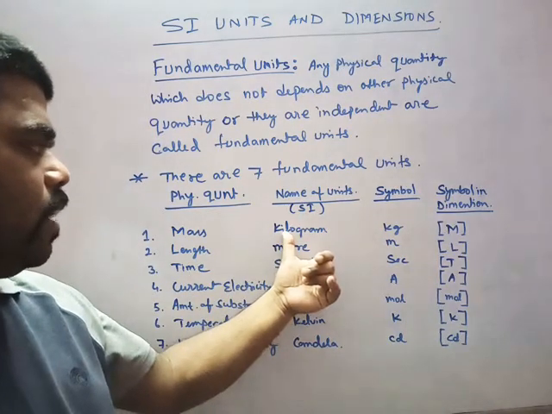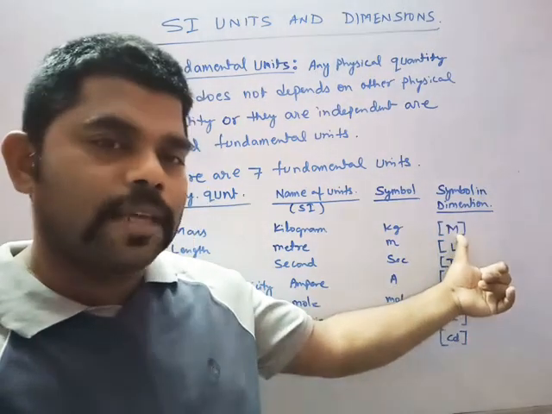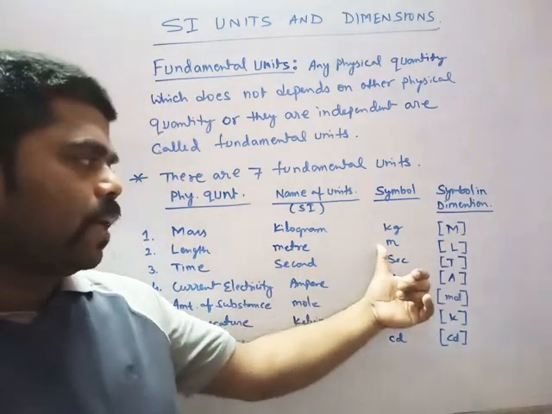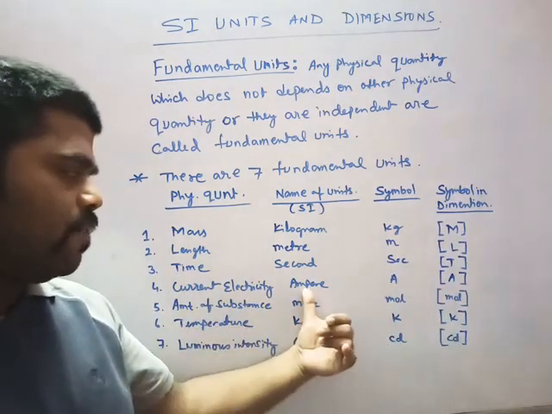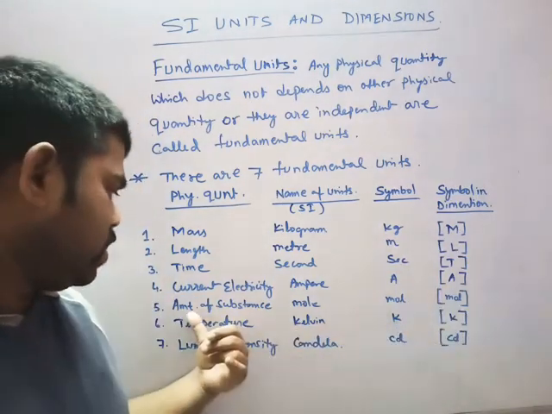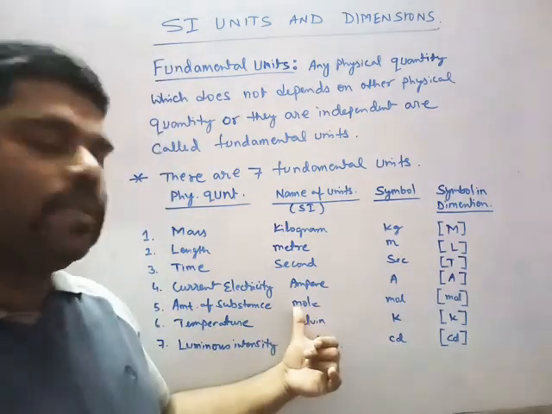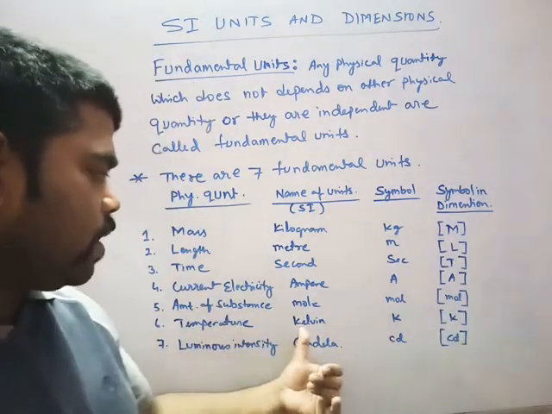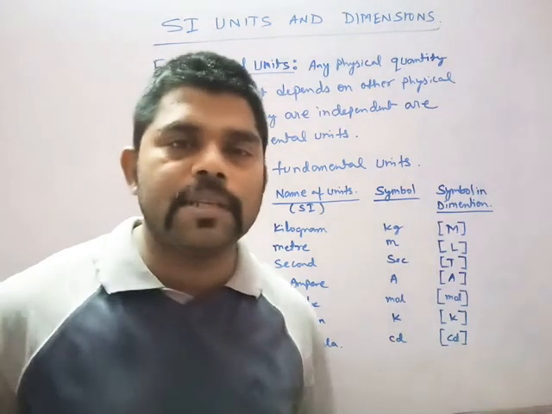Mass: the unit is the kilogram, denoted by kg, whereas dimensionally we write it as capital M. As I told you, I will discuss that later on. Length: meter, m. Time: second, s. Current: ampere, A, and dimensionally also A. Amount of substance: mole, which we mostly use in chemistry, but in physics also we'll use it in class 11. Mole, mol. Temperature: Kelvin, K. And luminous intensity: candela, cd. These are the 7 fundamentals.